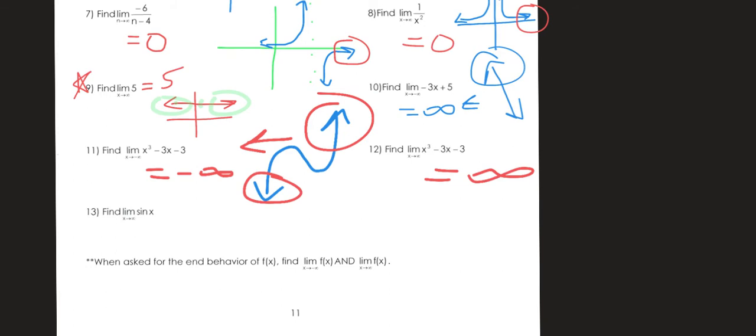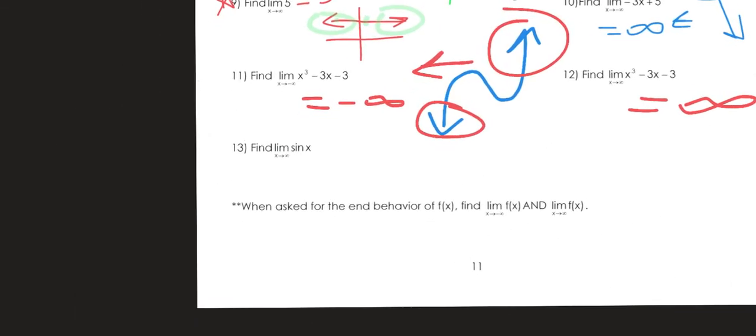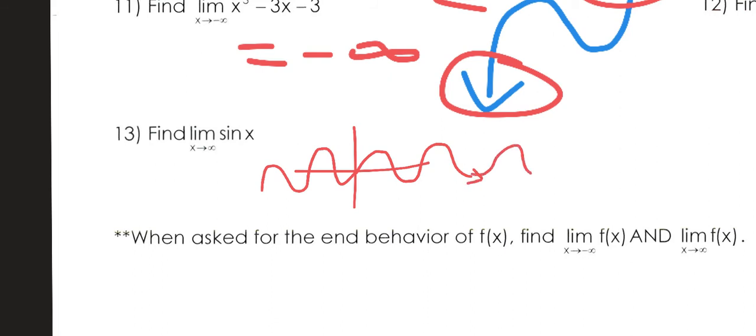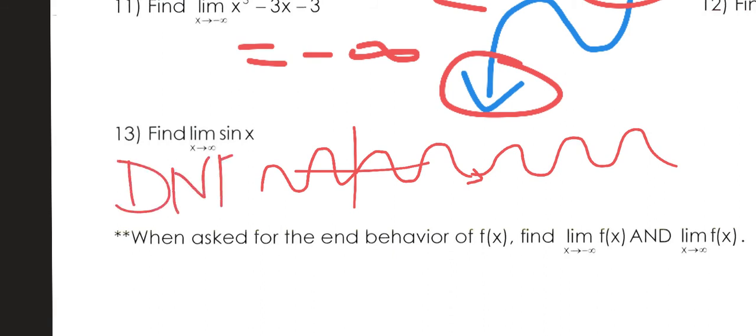Okay, 13's kind of a special case. The sine graph is oscillating. So when I try to talk about what's happening as x approaches infinity, it's not like going up forever or going down forever. It's going back and forth. This is a rare case where we would answer with DNE, because it's not approaching some number.